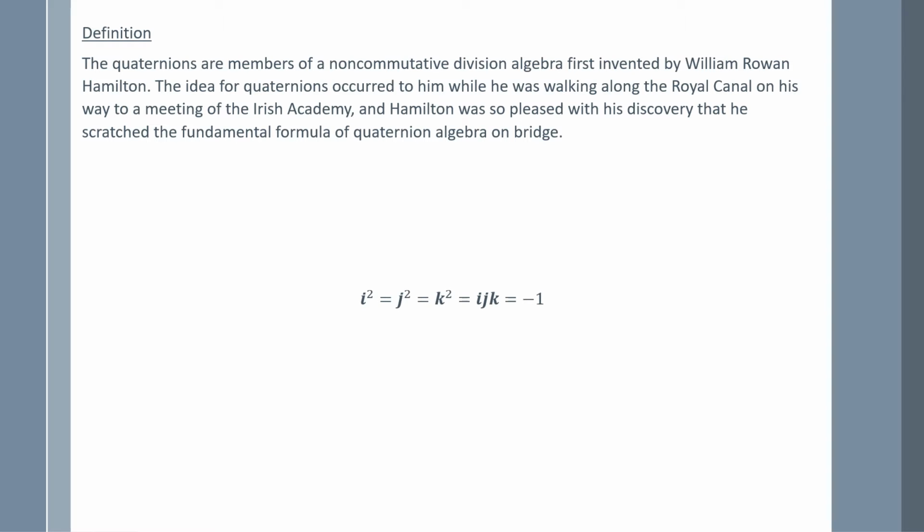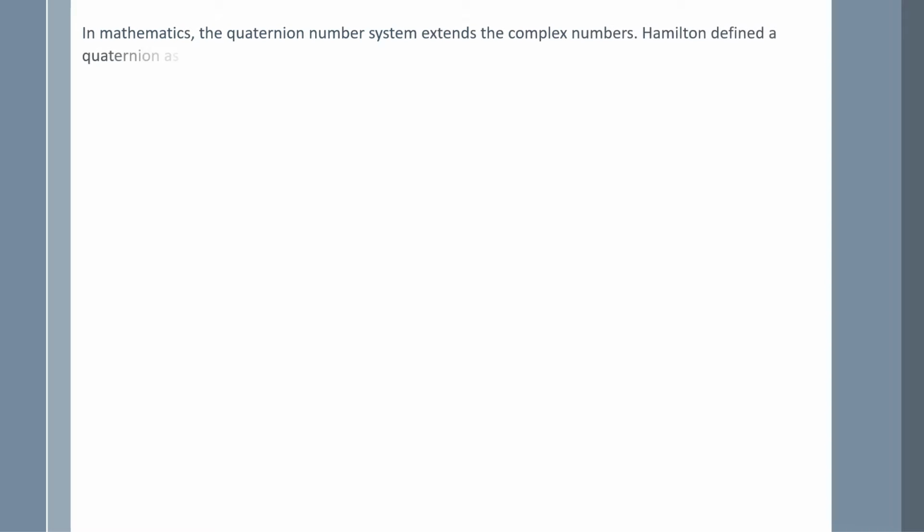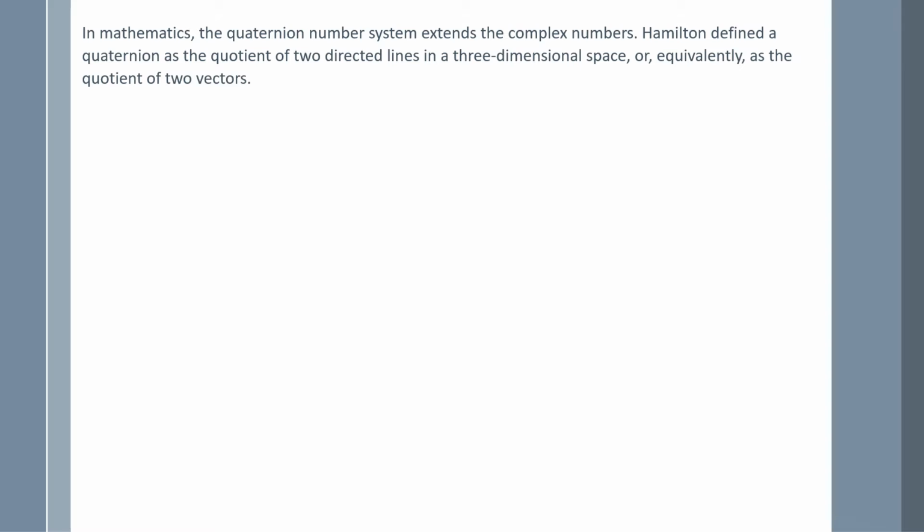And that formula is i squared equals j squared equals k squared equals i times j times k, which equals -1. In mathematics, the quaternion number system extends the complex numbers. Hamilton defined the quaternion as a quotient of two directed lines in a three-dimensional space, or equivalently as the quotient of two vectors.